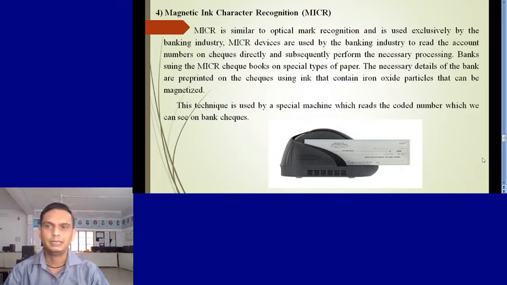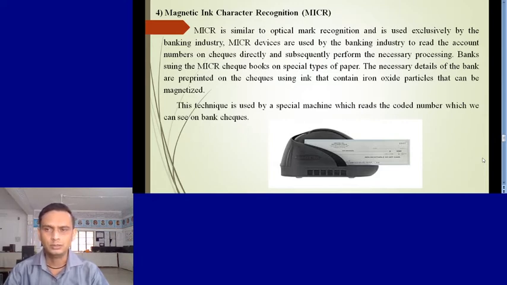Next one is magnetic ink character recognition, MICR. MICR is similar to optical mark recognition. We already talked about optical mark recognition. It is used exclusively by the banking industry to identify the bank information, particulars, the particular check number, and the IFSC code that can be printed on our checks directly, and subsequently perform the necessary processing.